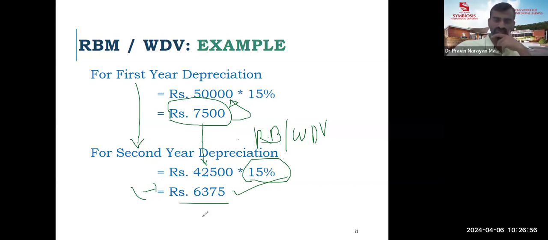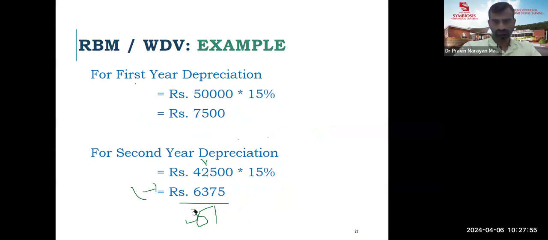It means near about 36,125. So for the third year, we have to calculate 15% on this at the time of calculating the depreciation value. So for the second year, 15% we have to calculate. So 15% of 45,500 is how much? 6,375. Now, is there any doubt? No.